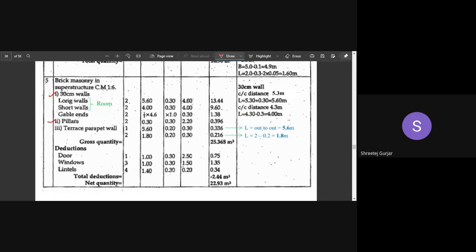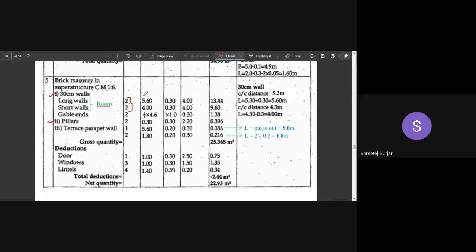So for the 30 centimeter wall, I have marked this for the room. In the veranda there is no wall, so the veranda has been skipped. So the number of long walls is 2 and the number of short walls is 2, right? Because we will not consider the veranda, the short wall and long wall will each be 2 in number.